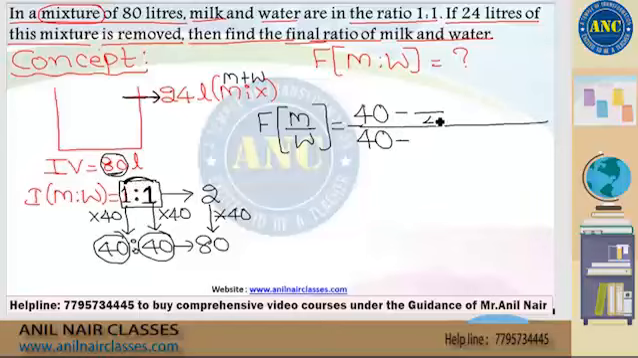Similarly, out of total 1 plus 1 2 liters, 1 liter of water is taken out and the total quantity taken out is 24. Now if you observe, this is nothing but 40 minus 12, which is 28. This also is nothing but 40 minus 12, which is again 28. Final ratio of milk and water is 28 by 28. Or in simple language, final ratio of milk and water is how much? 1:1.